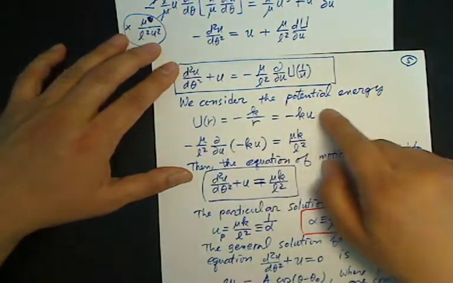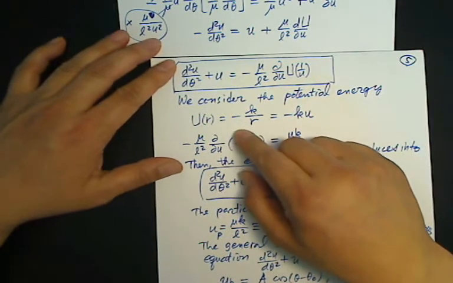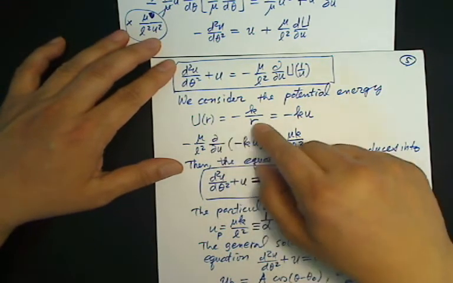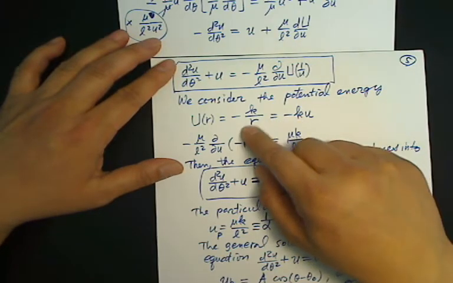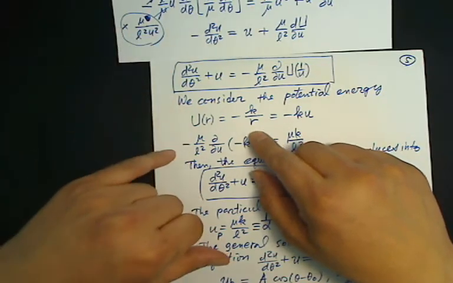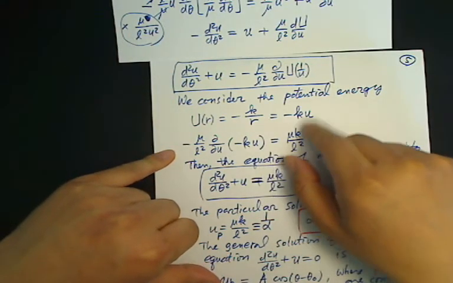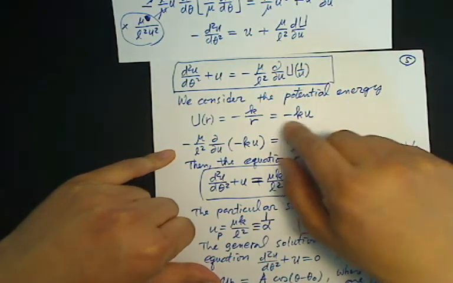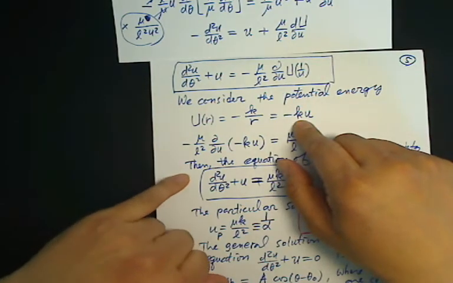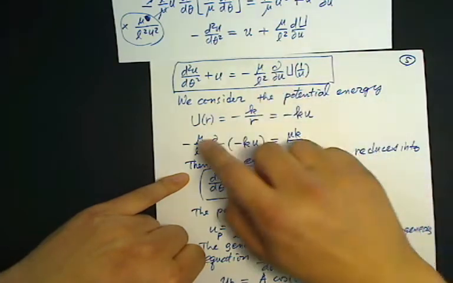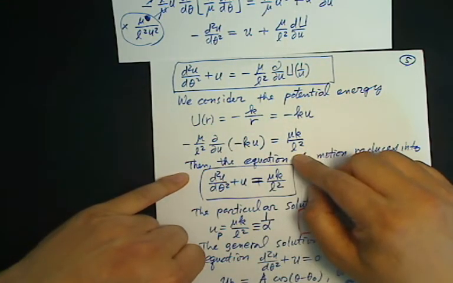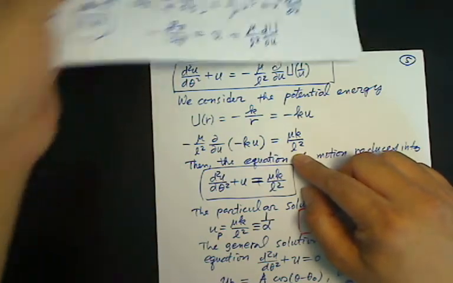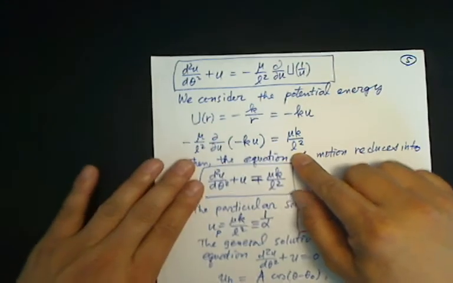We consider the potential energy. U(r) is minus K over r, right? If we substitute u as 1 over r and take the u derivative, you find this is just minus K, a simple one. Therefore, this one multiplied by minus K is mu K over L squared. We end up with a second order differential equation.